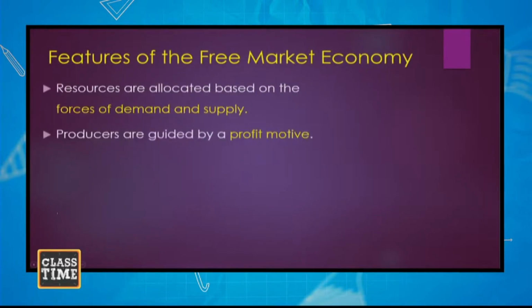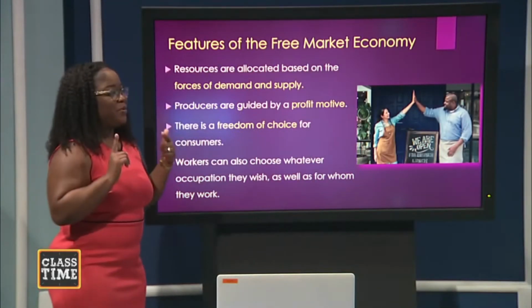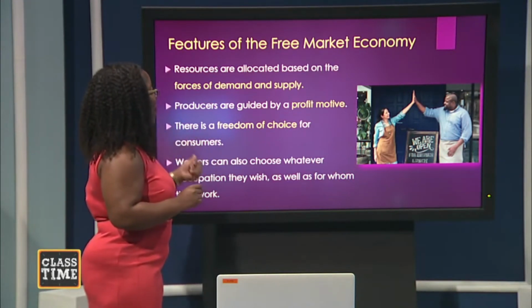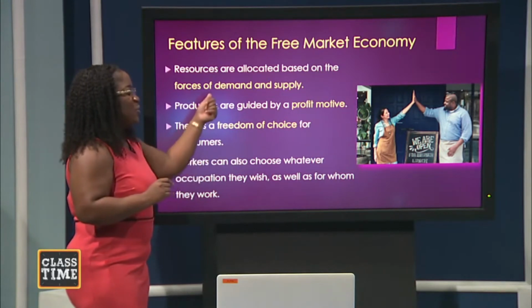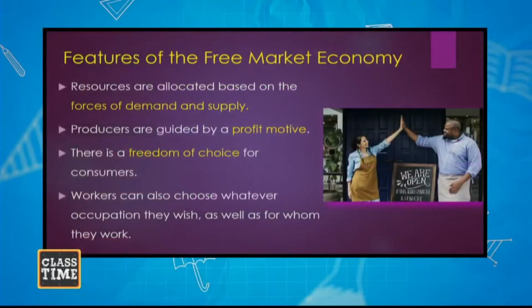Here are some additional features of the free market economy. Resources are allocated based on the forces of demand and supply. As we mentioned earlier, in the free market structure, based on where the demand is for products and in what volume these demands exist, entities may venture into or increase the production of some goods. And as the demand decreases, and you watch consumer behavior and people are moving away from certain goods, these entities reduce the production of those goods.